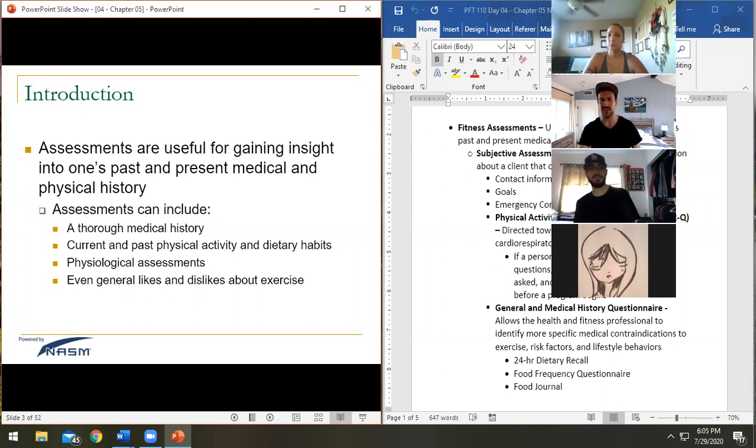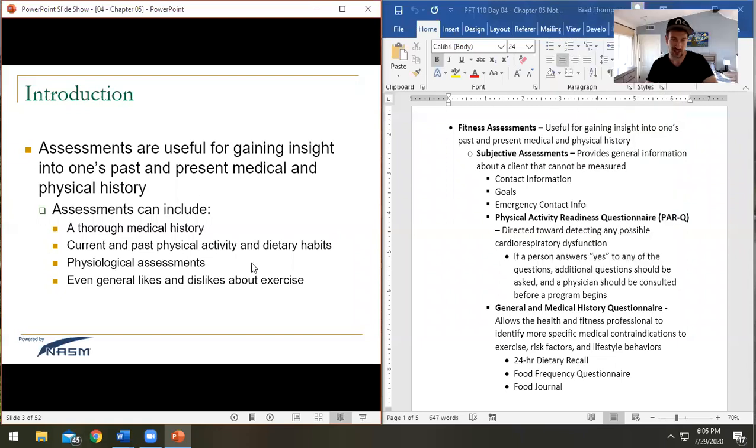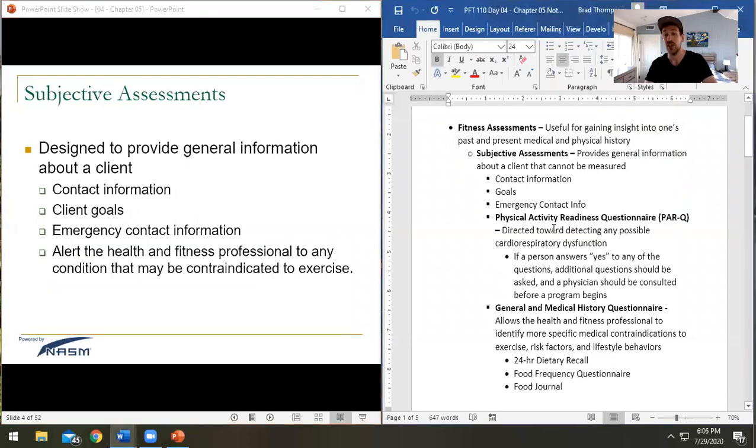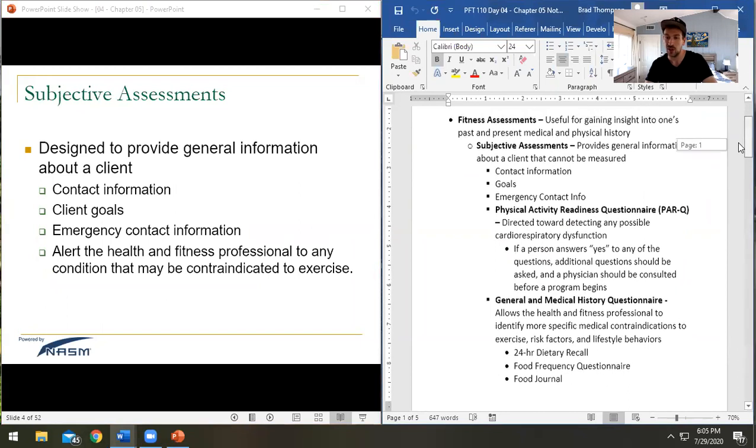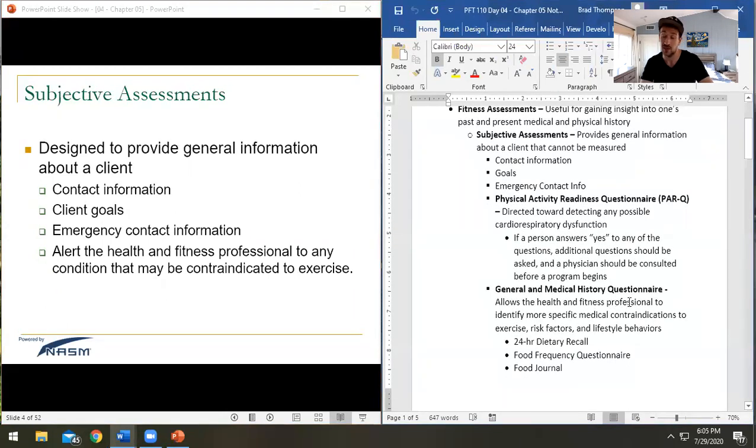And then general likes and dislikes, just gathering a little bit of subjective information about your client, will paint in and fill in the gaps and tell you a little about what their favorite types of exercises are. So the first thing when we're gathering fitness assessments, we are always going to start with our subjective information. Subjective information is general information about a client that cannot be measured. Your client's contact information, your client's goals, emergency contact, things like that. Those are all subjective, right?